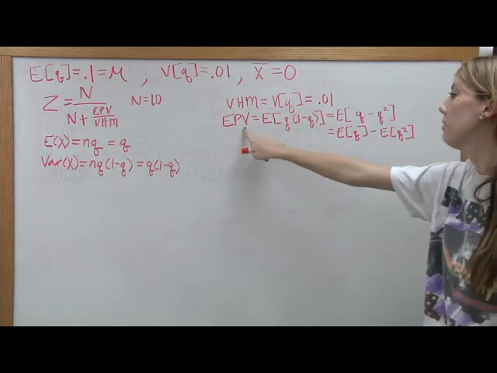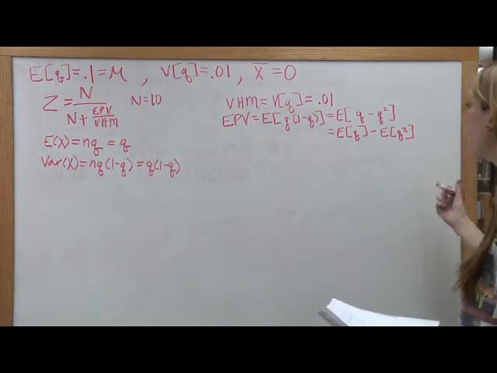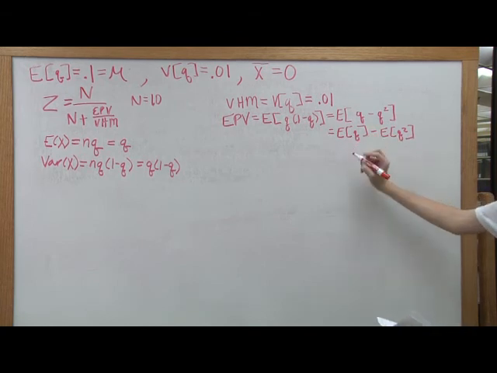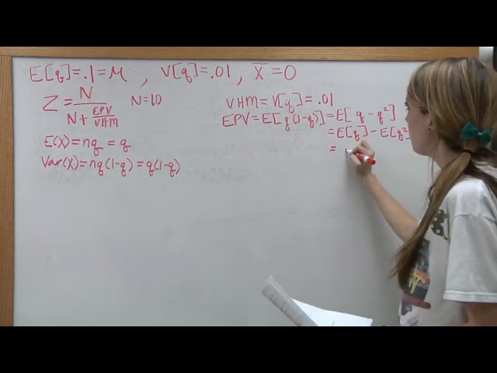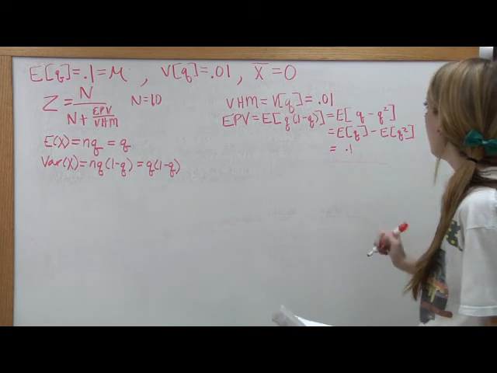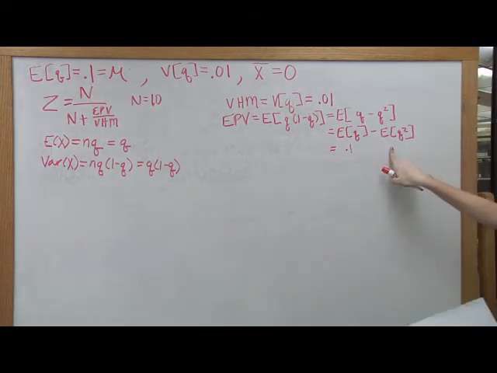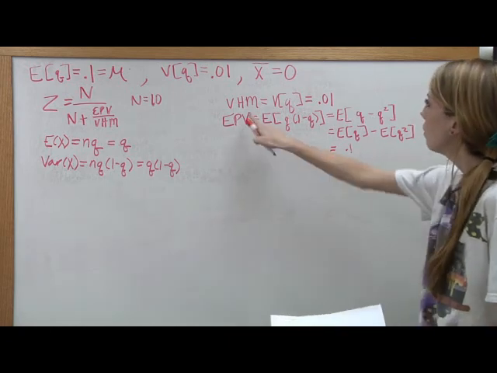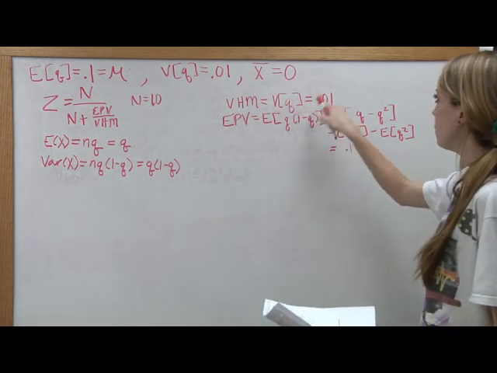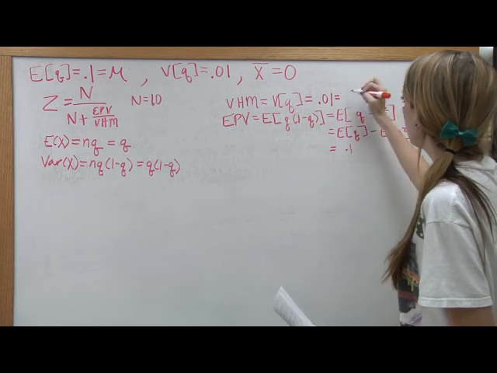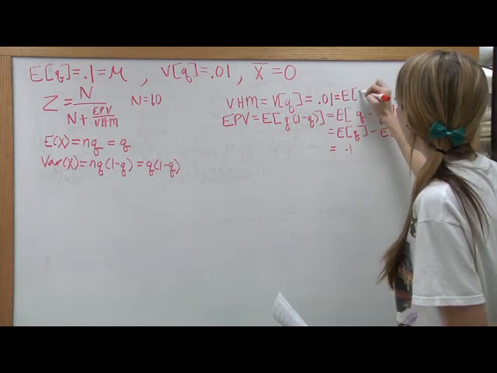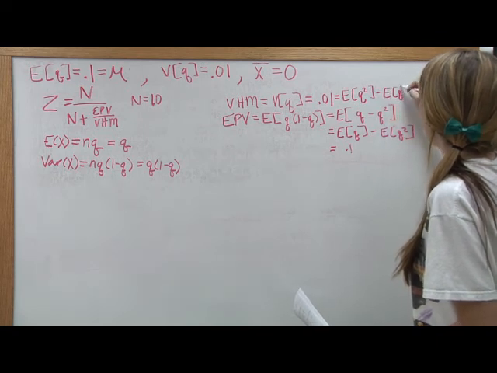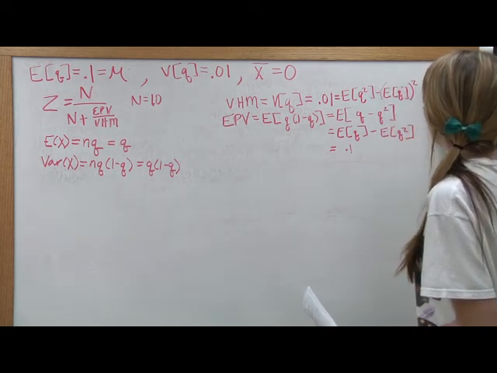So to find the expected value of our process variance, we're going to have to find this expected value of q squared. We know that the expected value of q is 0.1 from the problem, and to find this expected value of q squared, we just go back to the definition of variance. So the variance of q is equal to 0.01, which is also the expected value of q squared minus the expected value of q quantity squared.